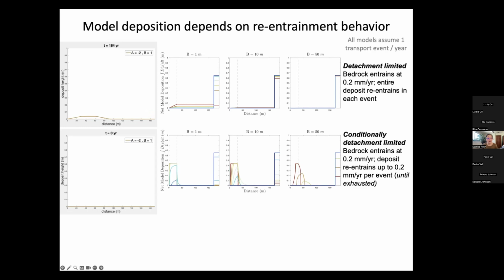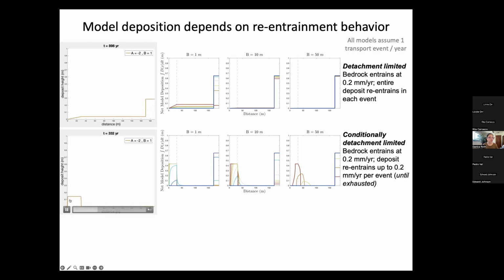We can also look at a conditionally detachment limited scenario, where bedrock entrains at the same rate, and then the deposit re-entrains only at that same rate until it's exhausted at any given position. For that one, because we're not re-entraining everything, we really don't move stuff too far down the hillslope. We're providing a constant source of material at this dolomite source area, and it's never really making it too far down the hillslope, but a thin layer, if you were to zoom in on this model, is building up.